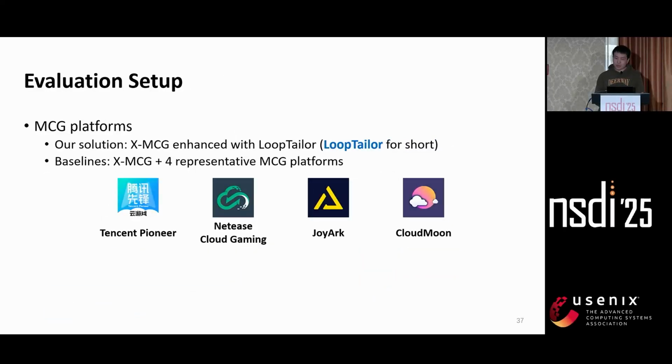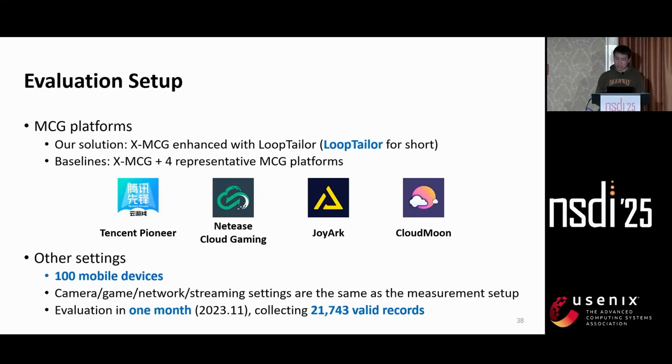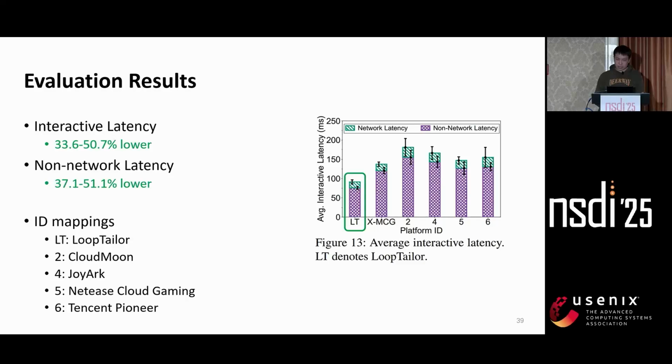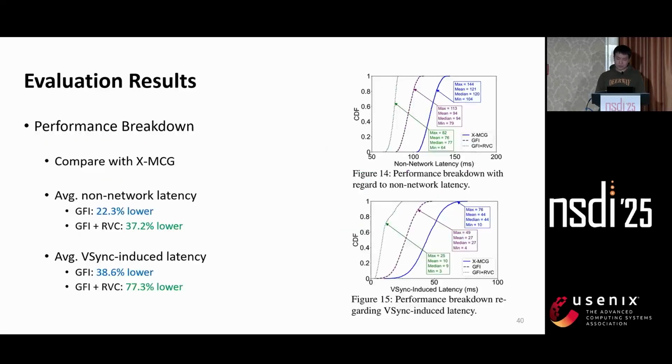Collaborating with XMCG, we deployed LoopTailor on their cloud infrastructure. We also compare LoopTailor with other representative MCG platforms, including Tencent Pioneer, NetEase Cloud Gaming, JoyArc, and CloudMoon. The evaluation settings are the same as the measurement settings. As shown, LoopTailor yields the lowest average interactive latency as well as the lowest non-network latency among all platforms. We also evaluate the performance gain brought by each module of LoopTailor by enabling them incrementally. Results demonstrate both GFI and RVC are essential for LoopTailor.